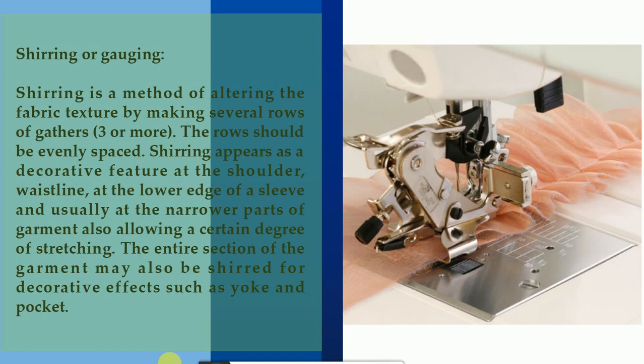Shirring or gauging. Shirring is a method of altering the fabric texture by making several rows of gathers, 3 or more. The rows should be evenly spaced. Shirring appears as a decorative feature at the shoulder, waistline, at the lower edge of a sleeve and usually at the narrower parts of garment, also allowing a certain degree of stretching. The entire section of the garment may also be shirred for decorative effects such as yoke and pocket.